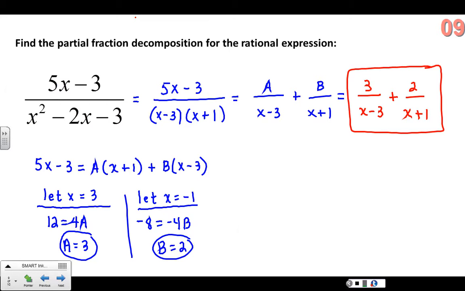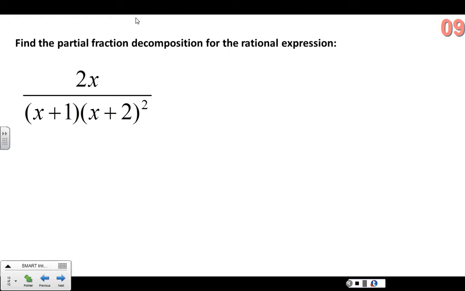Let's try one more. This is also a proper fraction. If we were to multiply everything out on bottom, we would have x to the third. On top, we only have an x, so that lets me know this is not improper. This is proper. The denominator is already factored. But we have one little distinct difference now.